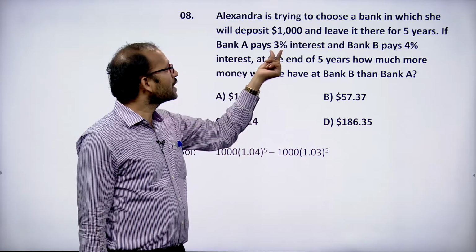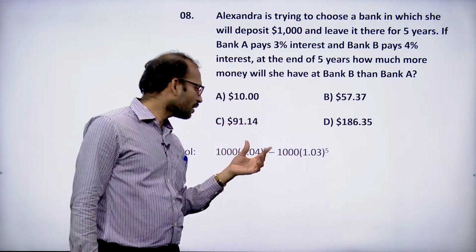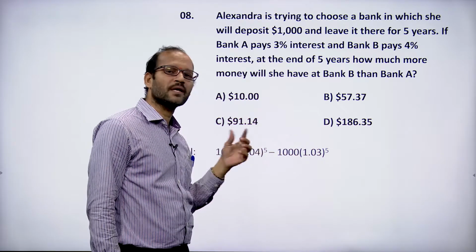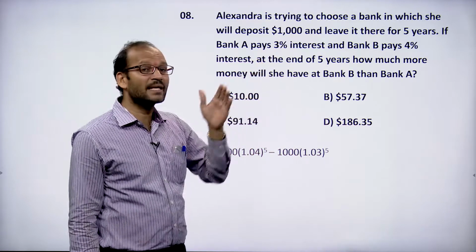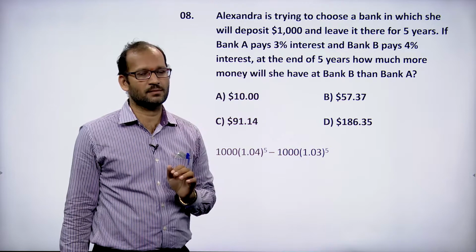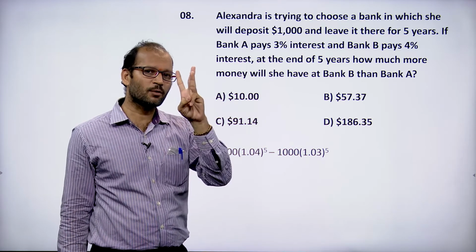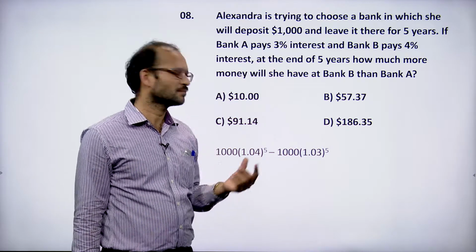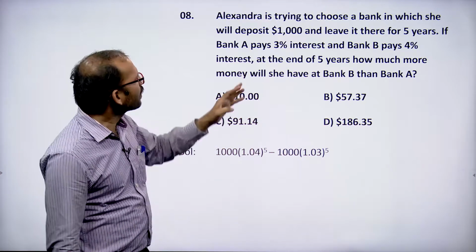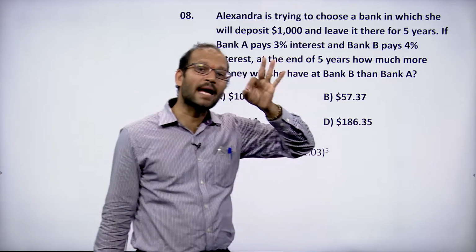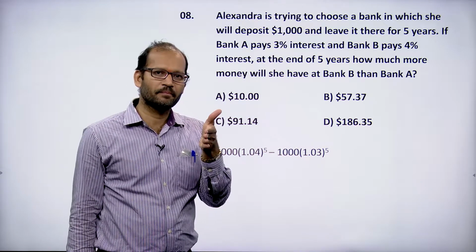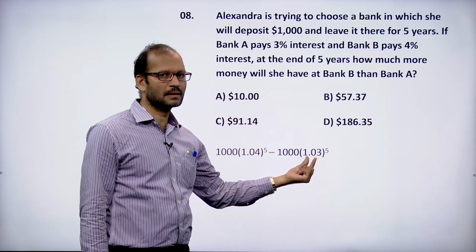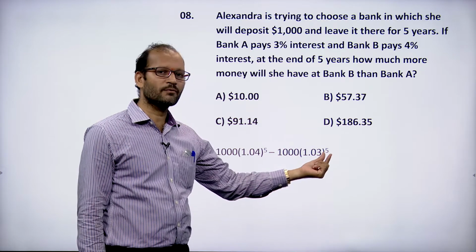If they gave 3% for every half year, here we would write 2 into 5, because there are 2 half years in a year. Suppose they gave the rate of interest for every 4 months: in 1 year there are 3 four-month periods, so we would multiply 3 into 5. But here the 3% and 4% are per annum, for 1 year. So therefore 1 into 5. Here also 1000 into 1.03 whole power 5.